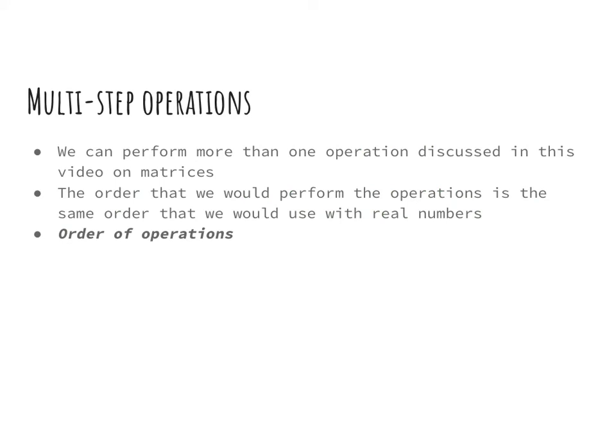So now we're going to combine those two. We're going to add and subtract while multiplying by a scalar at the same time. And we can do that as long as we follow the same order that we would use for real numbers. And to do that, remember, we follow our order of operations: parentheses, exponents, multiplication and division, and then add and subtract. Now we won't really do a whole lot with these first two, but mainly we're going to be focusing on these. So obviously we multiply first before we add or subtract.